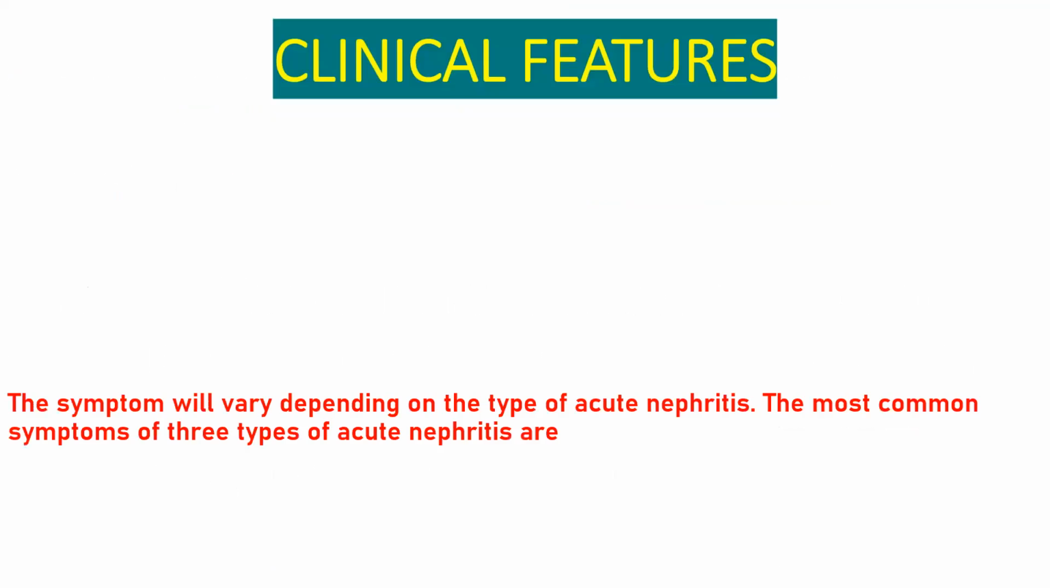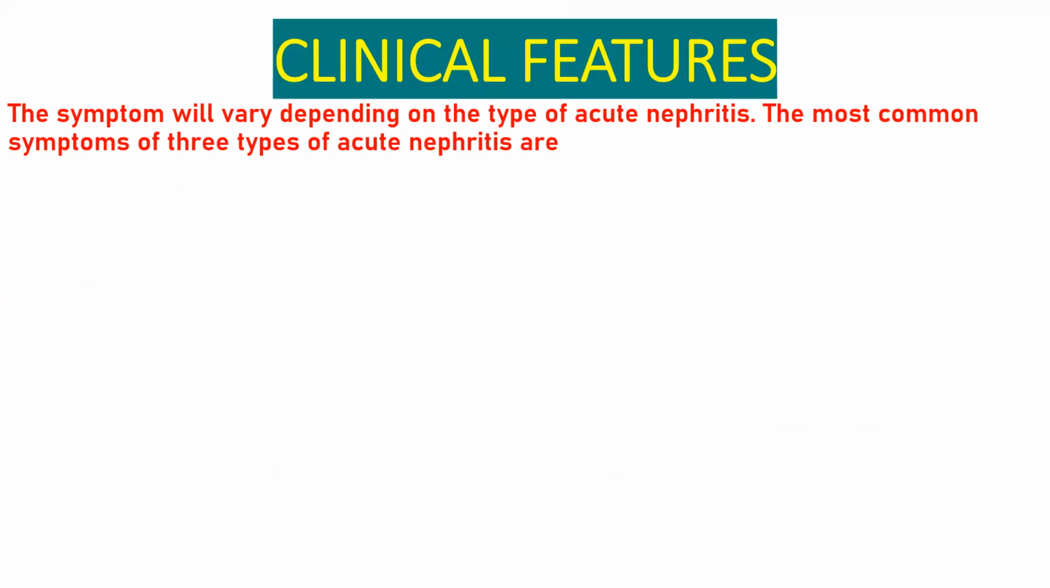So the next is clinical features. The symptoms will vary depending on the types of acute nephritis. Obviously, the symptoms will vary because we have discussed the 3 types: it might be glomerulonephritis, pyelonephritis, or interstitial nephritis. But we will be discussing the overall symptoms, because even though they have different types, almost their symptoms are common. So that is why we have jotted it down all together and we will be discussing.